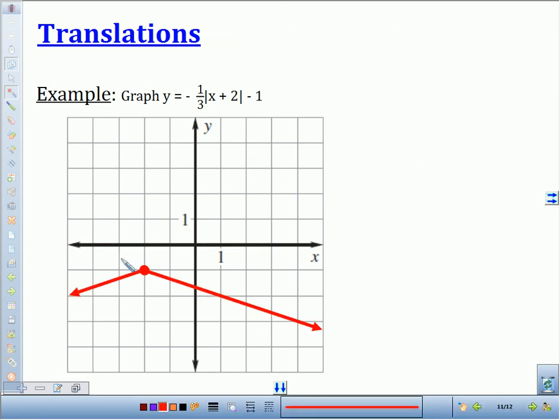All right, when I graphed this function, this is what I got. I knew that a was equal to negative 1/3. I knew that h was the opposite of 2, so it's negative 2, and k was negative 1. That meant that my new vertex was at (h, k), which it is. Negative 2, negative 1 is the point right here. From there, my slope for the right side of the absolute value function is negative 1/3. So I moved down 1 and over 3, down 1 and over 3. And I had points here and here.